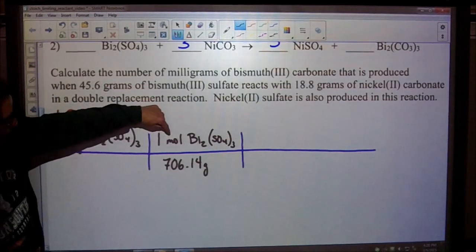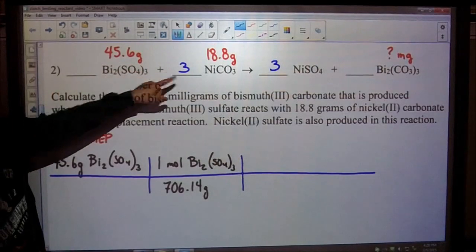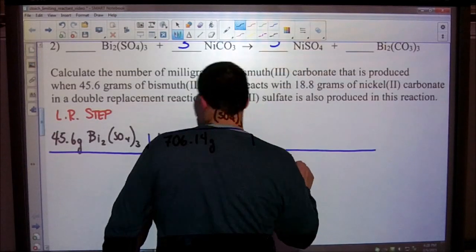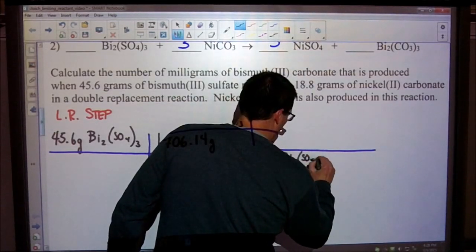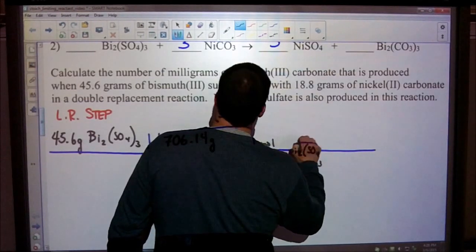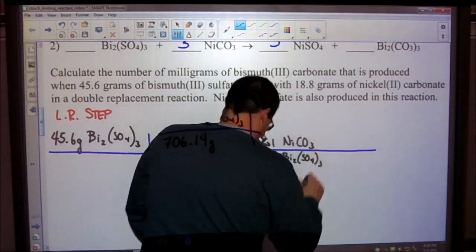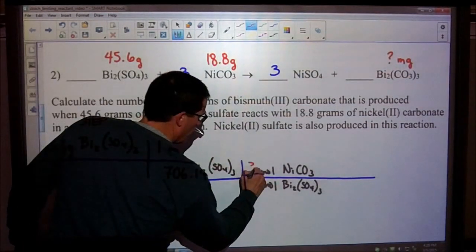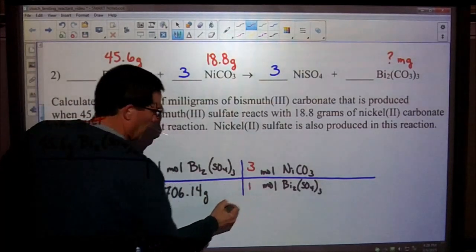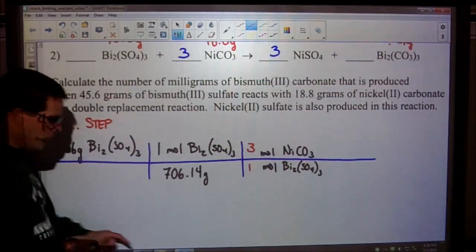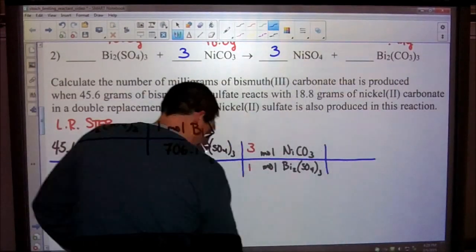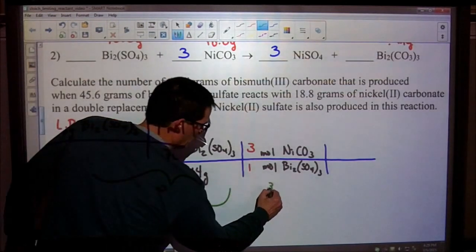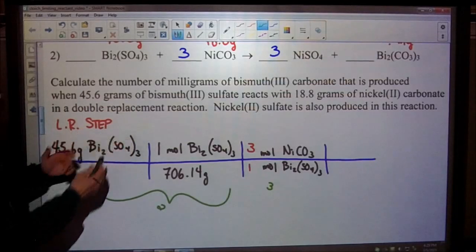Step 3, I want to get rid of my moles of bismuth sulfate and go to nickel carbonate. So again, move my unit diagonally. So bismuth sulfate and moles of nickel carbonate. And let's get some values there. So I have, looks like a 3 for the nickel and a 1 for the bismuth. And again, these are my reactants, so I'm comparing. All right, so again, this is step 2. This is step 3. Now I'm getting ready to do step 4 in the limiting reactant step.